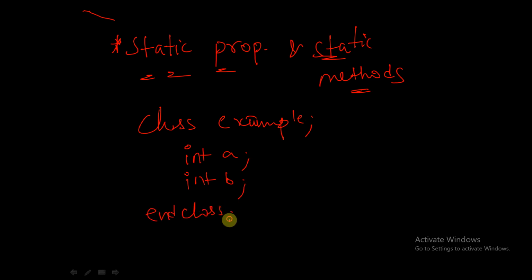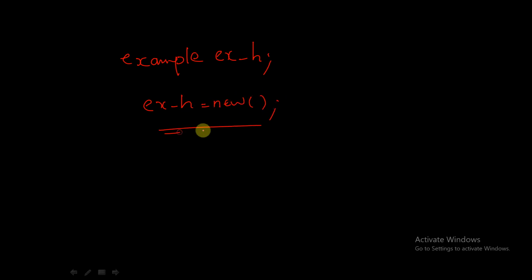And how do we create the object for this particular class? So we'll declare the class handle, let's say example ex_h, and using the keyword new we are going to create the object for this class handle. Okay, this is how we create the object, right? Up to here it is clear, right? How to create the object for a class handle. I think up to now you must be aware of how to create a handle and how to create an object.